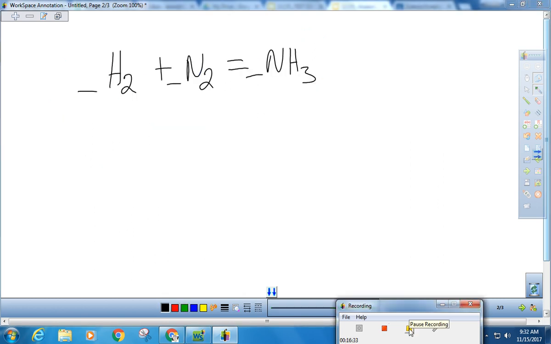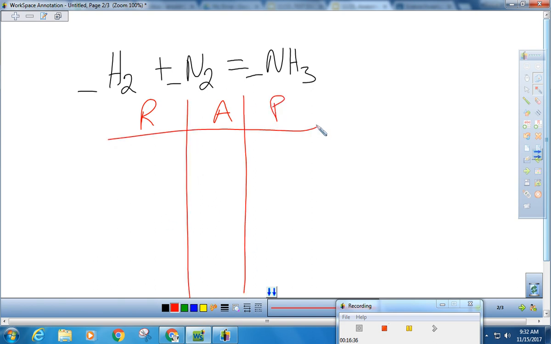All right, so we're going to take a look at this one again, and we're going to set up our RAP table. So we have our reactants, our atoms, and our products, and we're going to go ahead and separate those guys out. The object is to get the same number of reactants as we have products. So what atoms are we using right now? We have H, which is hydrogen, and then we have N, which is nitrogen. The first step is to simply count. How many atoms do I have on each side of the arrow, or each side of the equation? I don't know what I did there. There should be an arrow right there.